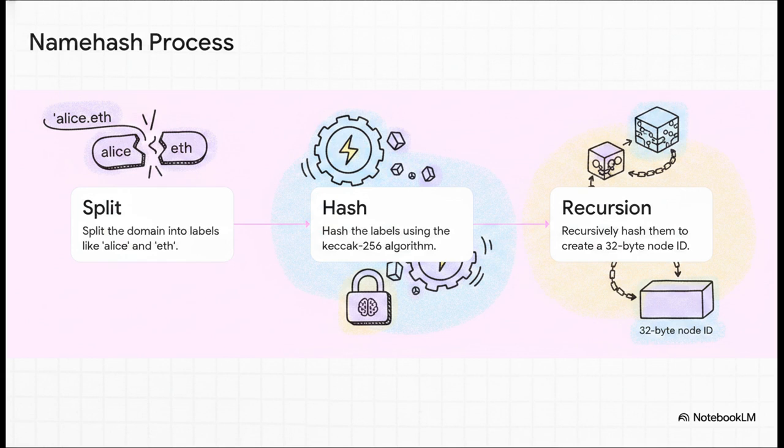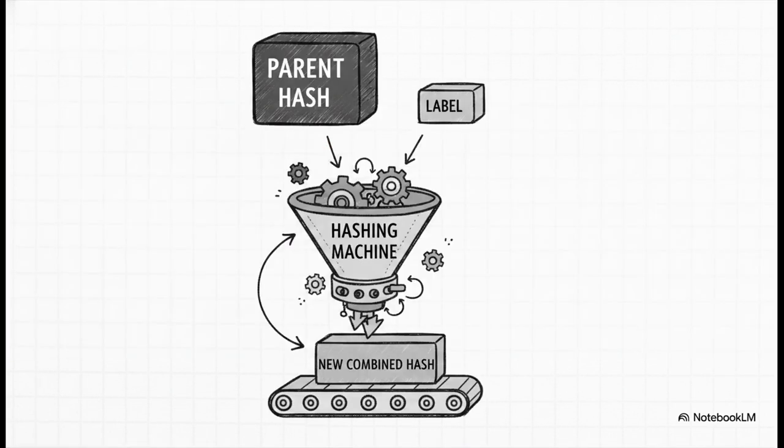That unique 32-byte hash, that is exactly what the blockchain actually reads, stores, and understands. And here's that actual recursive formula at work. It's pretty brilliant. The subdomain's hash is securely derived directly from its parent's hash. So you take the hash of the parent, which we call the remainder, and you hash it together with the hash of the specific label.